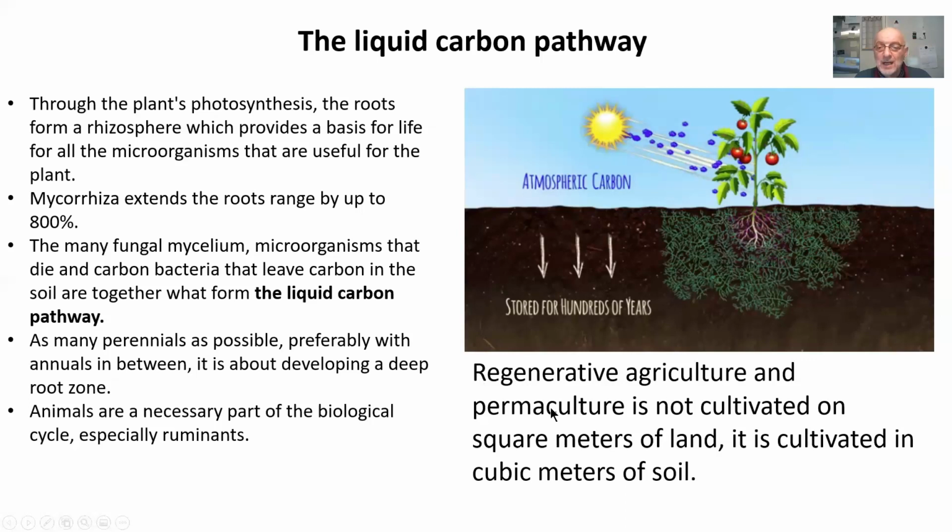Regenerative agriculture and permaculture is not cultivated on a square meter. This is very important. It is cultivated in a cubic meter of soil. So this is what it's all about. Now, how does the soil look when we get it to grow?